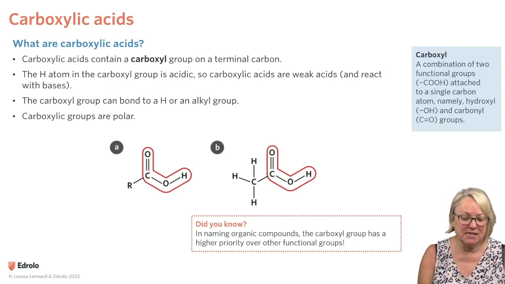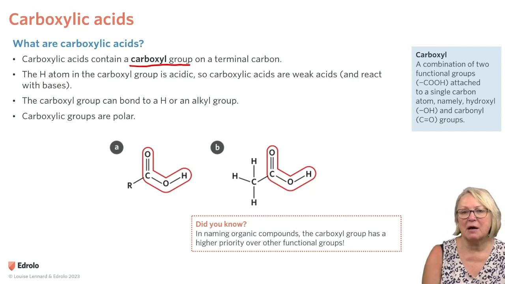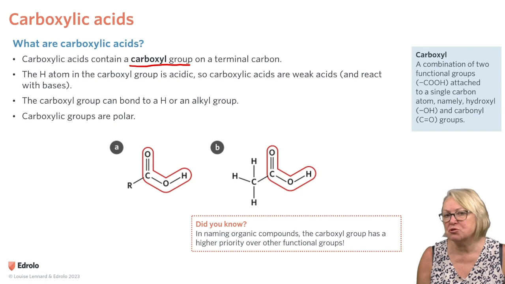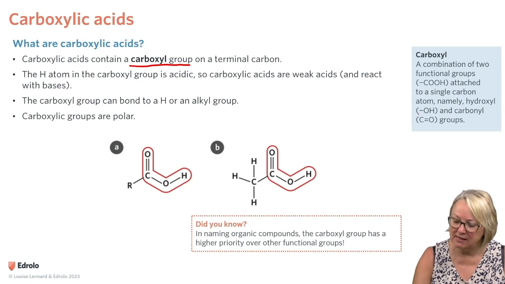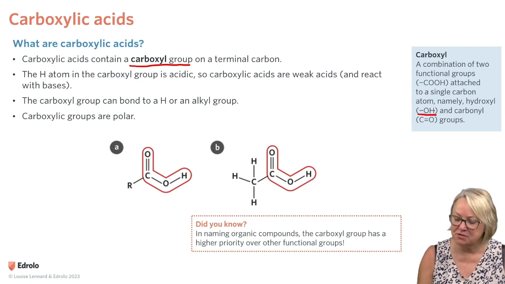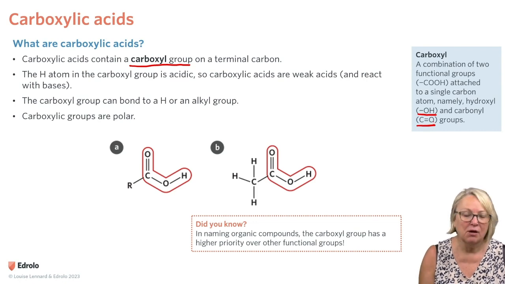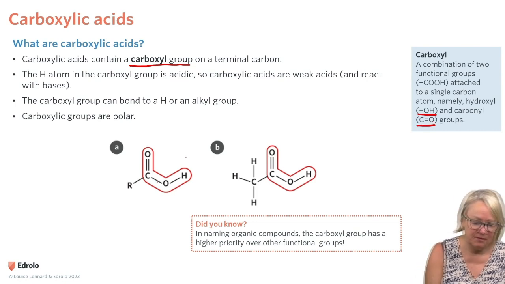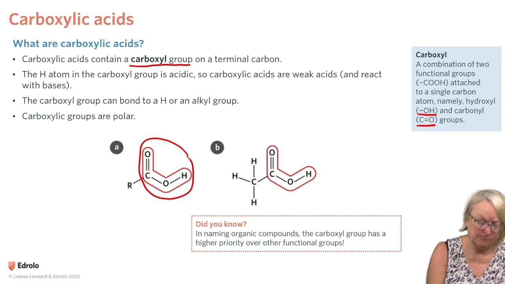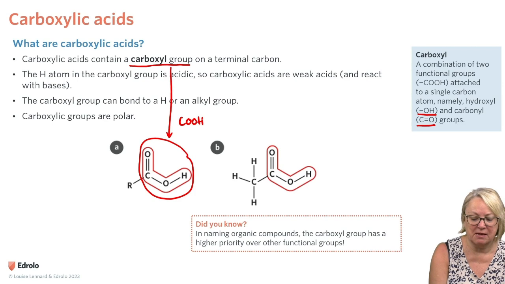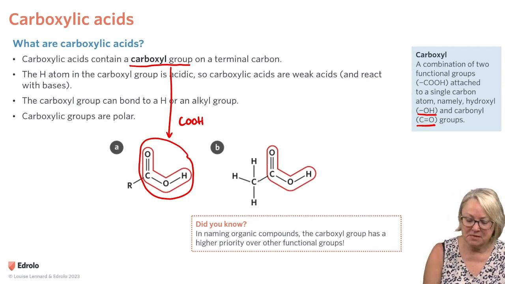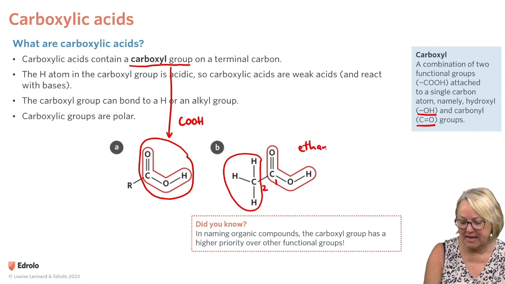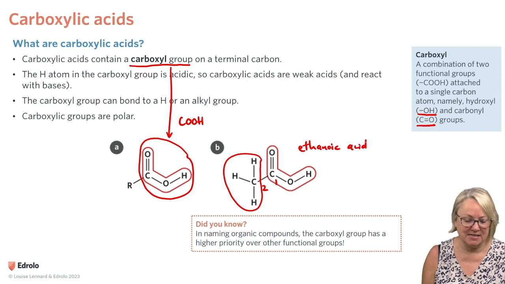Carboxylic acids contain a carboxyl group. Now, the carboxyl group actually contains two other parts. It contains a hydroxyl group and a carbonyl group, all bonded to the same carbon. So the functional group is the carboxyl group, and it's abbreviated as COOH. This one here, we've got two carbons, carbon number 1, carbon number 2. This is ethanoic acid, but we'll look at naming in the next lesson.